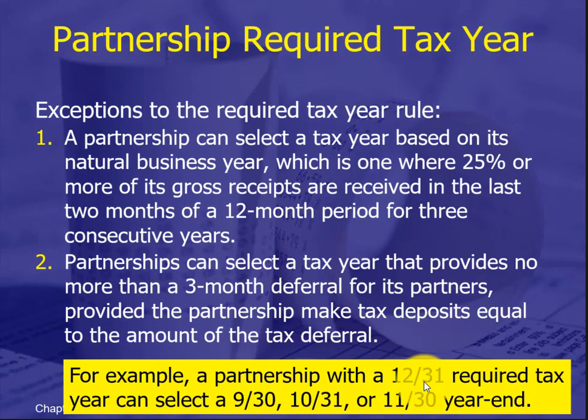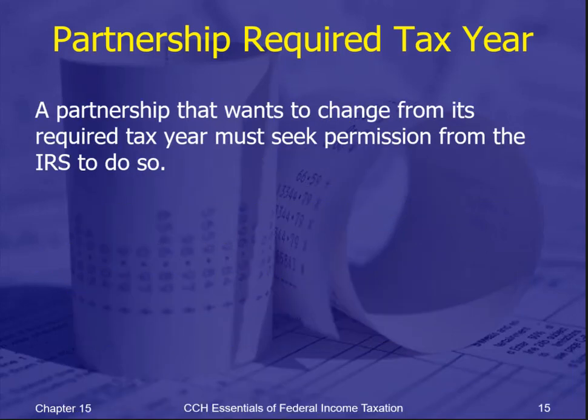Now the thing is that those last months of the year, if the partnership has a 10/31 year end, then income for November of the current year does not get reported until next year because of the fiscal year, and wouldn't be on the partner's return until the next year. That's what we mean by deferral. If they want to choose one of those exceptions, you have to get permission.